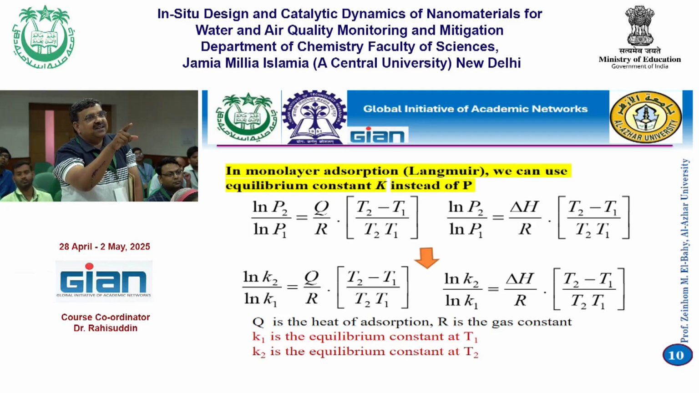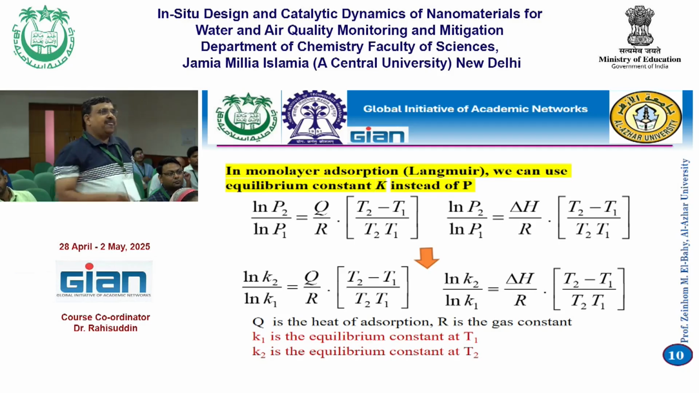Excuse me, I didn't catch you, please. Okay, sir. You are talking about this equation. That equation is actually ln P1 upon P2, not ln P2 by ln P1. If you add ln P1 over P2, this will be here T1 minus T2. Yes, that's it. Do you understand?